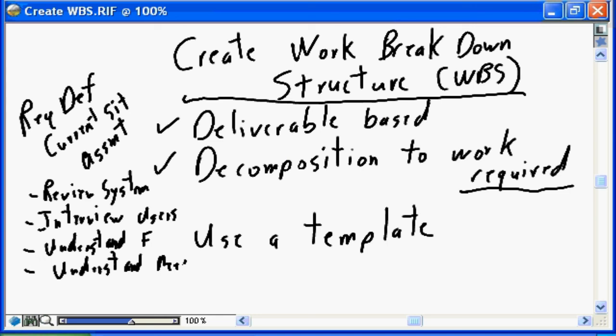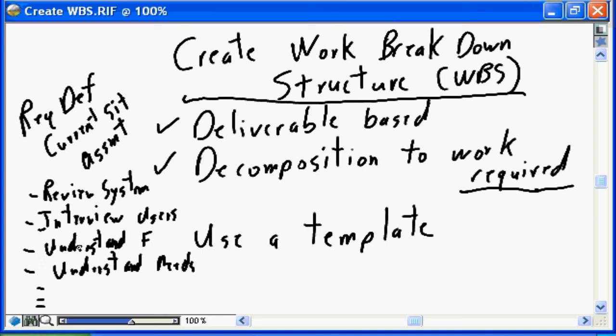So we're looking at the deliverable, we're understanding each and every deliverable, and we're decomposing each deliverable to the specific work required. So we need to review the system. We need to interview the users. We need to understand the faults. We need to understand the needs. And we have 3, 4, 5 more tasks that are necessary to allow us to produce this section of the table of contents, which will ultimately produce the requirements definition.